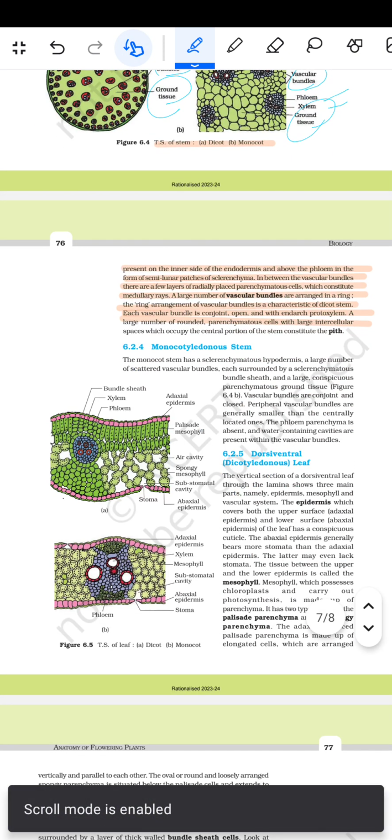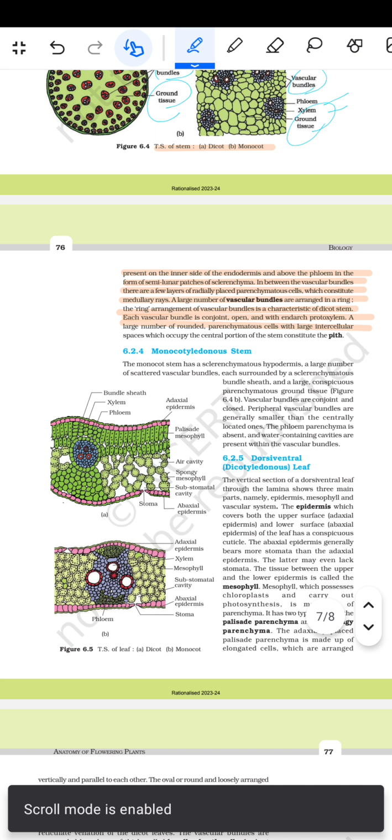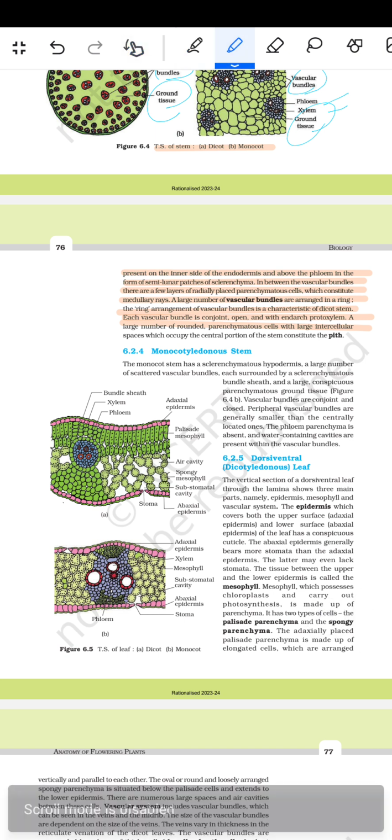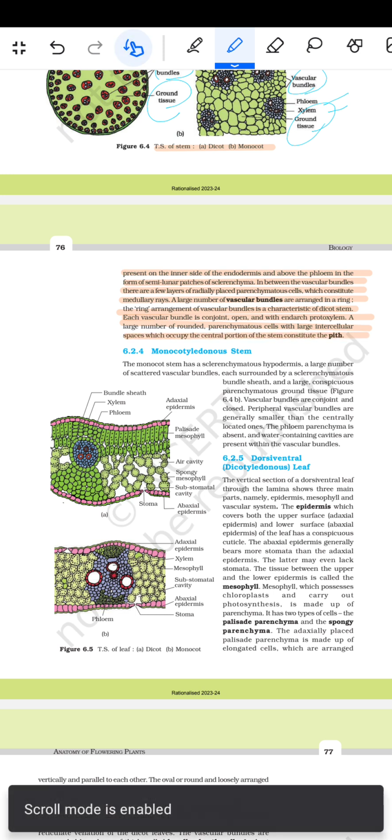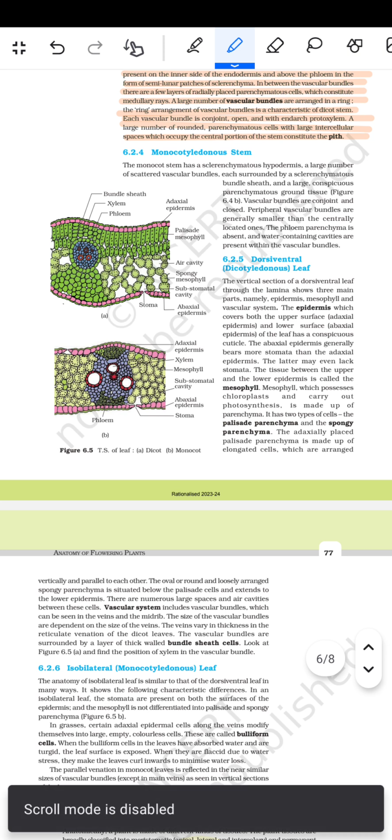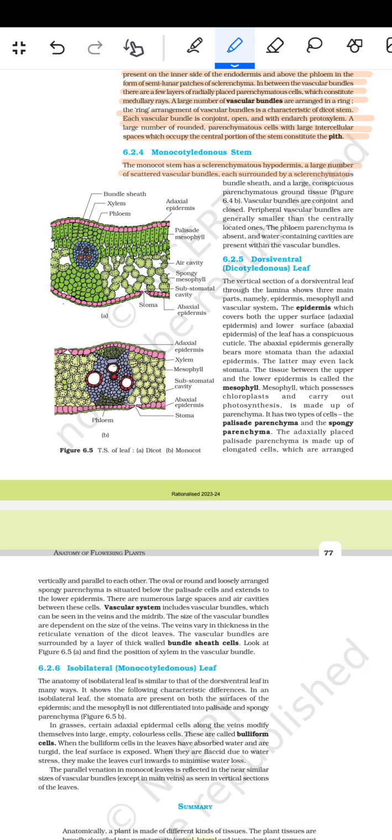फिर आता है कि a large number of the rounded parenchyma cell with large intercellular space which occupy the central portion of the stem constitute the pith. फिर आता है मोनोकोटिलेडोनस स्टेम. So the monocot stem has a sclerenchymatous hypodermis, a large number of the scattered vascular bundles, each surrounded by a sclerenchymatous bundle sheath, and a large conspicuous parenchymatous ground tissue.